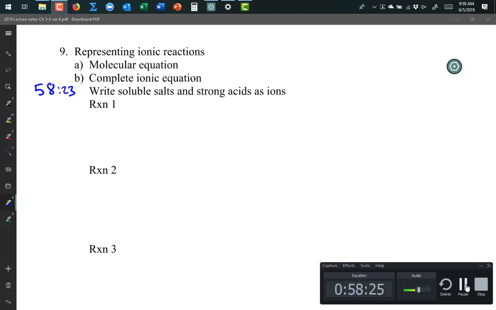So there's a couple other kinds of representations of chemical reactions that you have to know. What we just did is what we call the molecular equation, just predicting the product and writing the reactants and products and balancing and that kind of stuff. Then there's what they call the complete ionic equation.